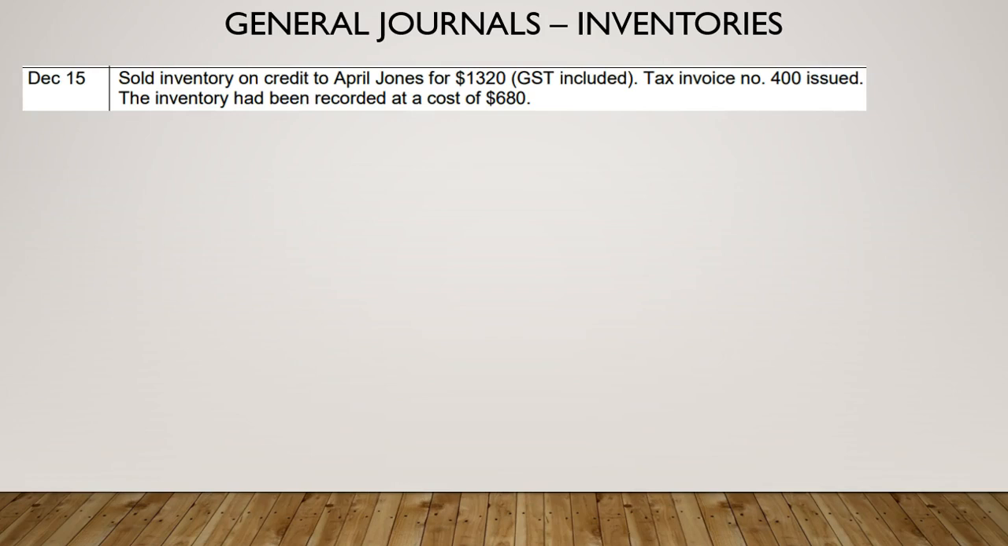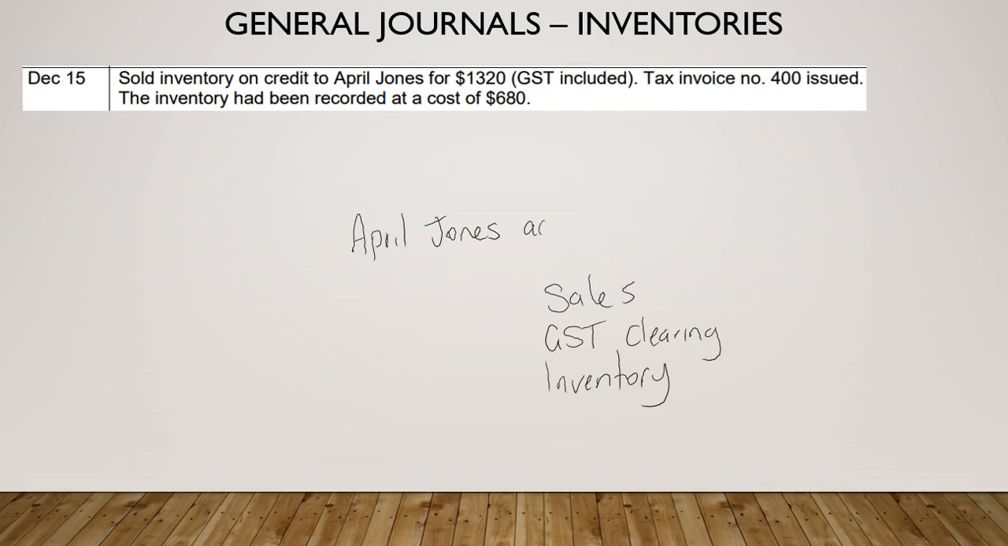Okay, so what I recommend you do is you start off with what you know. Okay, so we know we sold on credit. Inventory is an asset going down, so inventory is going to be a credit. We know that sales is going to be impacted. And wherever we have sales, we have GST. We also know that our account for April Jones is going to go up because she now owes us money. Okay, and we're going to try and get this to balance.